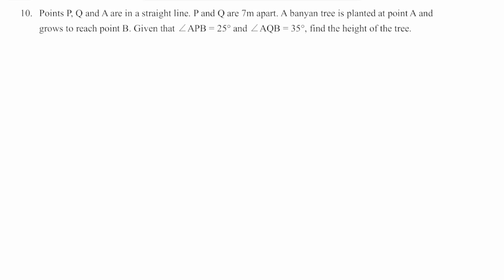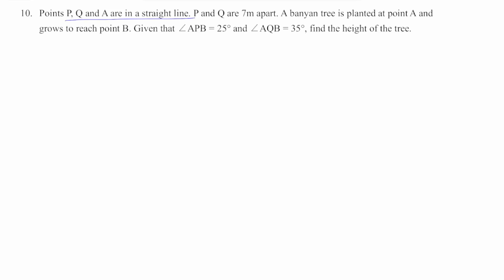Points P, Q, and R are in a straight line. P and Q are 7 meters apart. A banyan tree is planted on point A and grows to reach point B. Given that APB equals 25 degrees and AQB is 35 degrees, find the height of the tree. So I think they're saying that this is on a straight line on the ground.